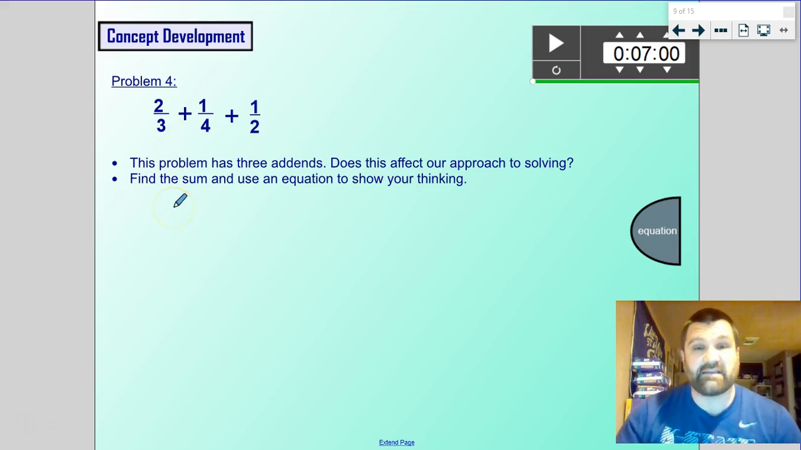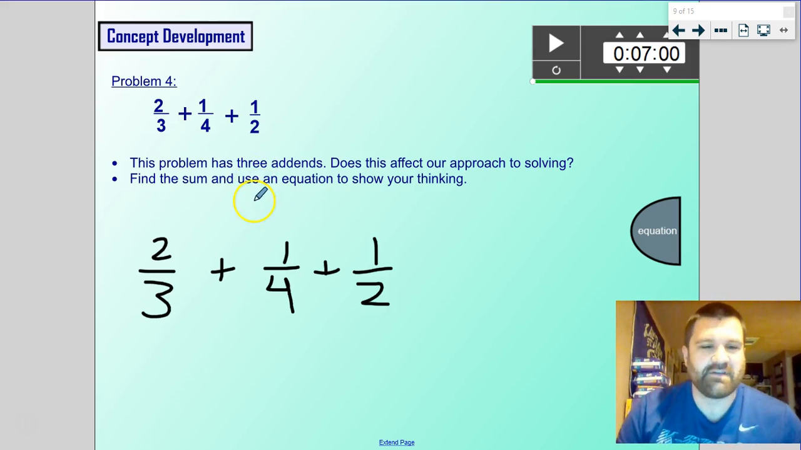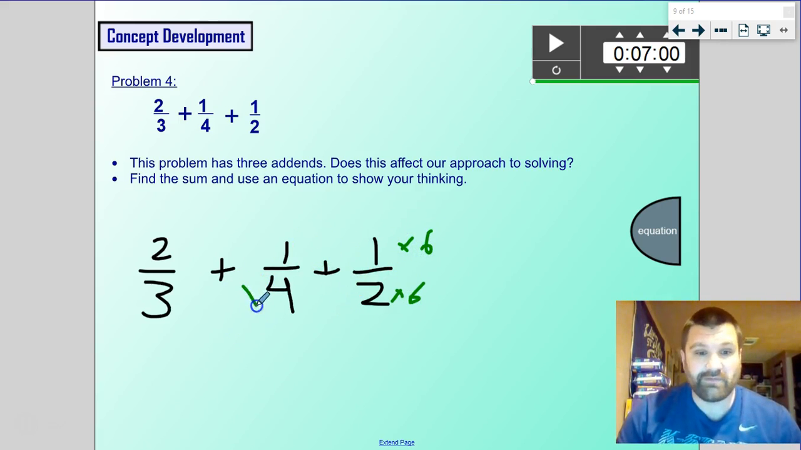So I'm going to pause it. Whoa, that was crazy. Time lapse. Okay, I paused it. I wrote the problem. Common denominator. How does 2 get to 12? Well, you multiply it by 6. What you do on the bottom, you do on the top. How does 4 get to 12? Well, you multiply it by 3. And what you do on the bottom, you do on the top.